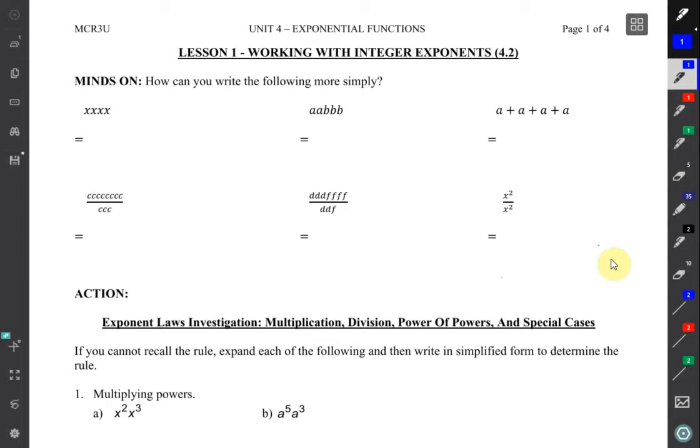So the first part of this unit then is working with integer exponents. Right now, what I'd like you to do is see if you could take those expressions in the mind's eye and write them in a simpler form.